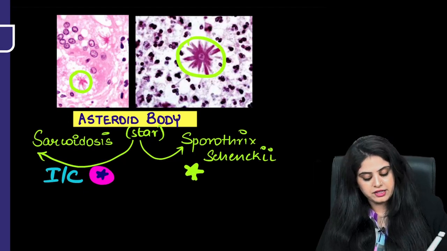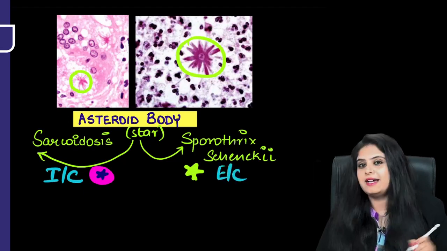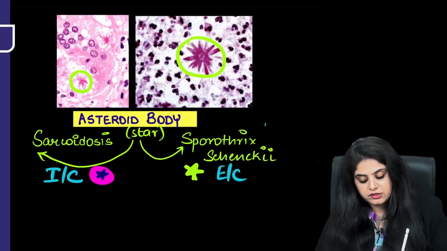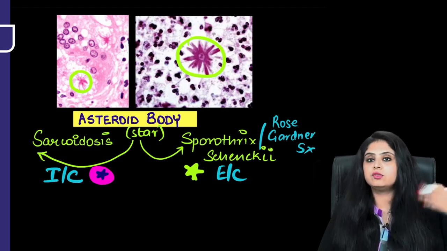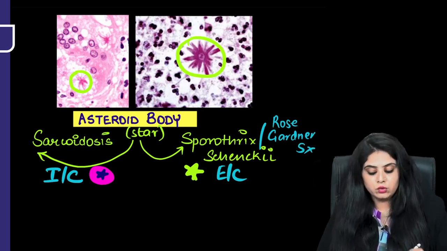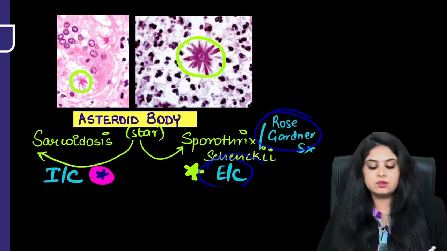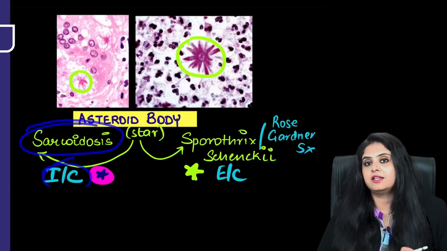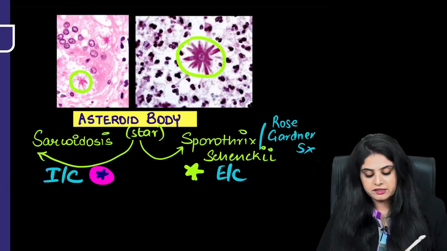It is extracellular in Sporothrix. How have I learnt it? Sporothrix is known as what, guys? Rose Gardner's disease. So a rose gardener is always going to roam around outside. Rose garden will always be outside. So in Rose Gardner's disease the star is outside, and sarcoidosis has the star inside. Okay. Done with this, let's move on to the next.